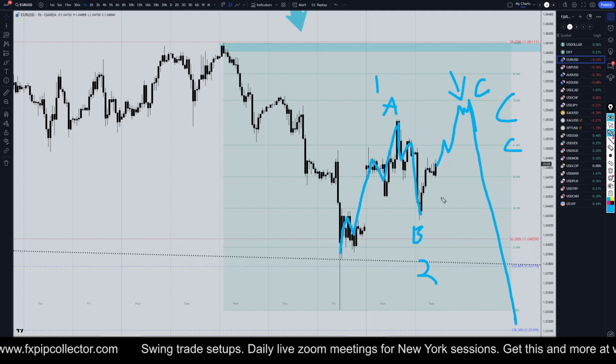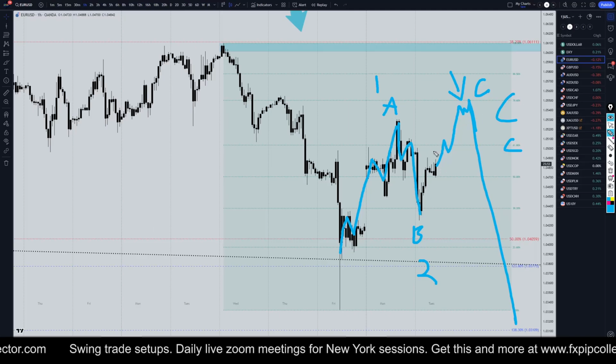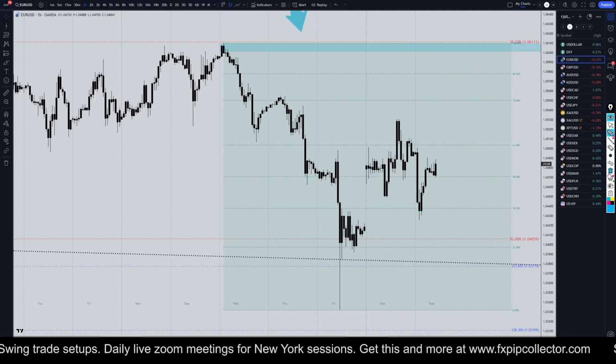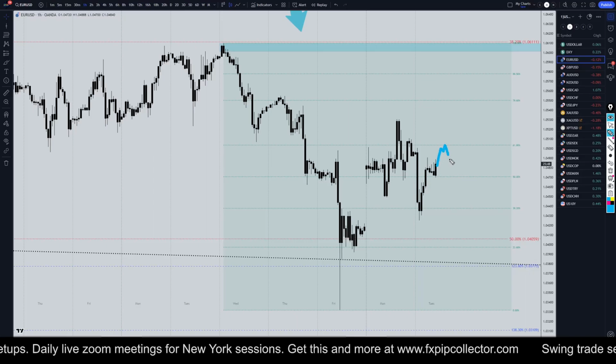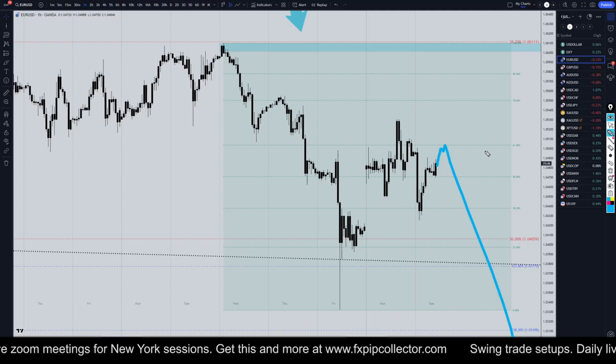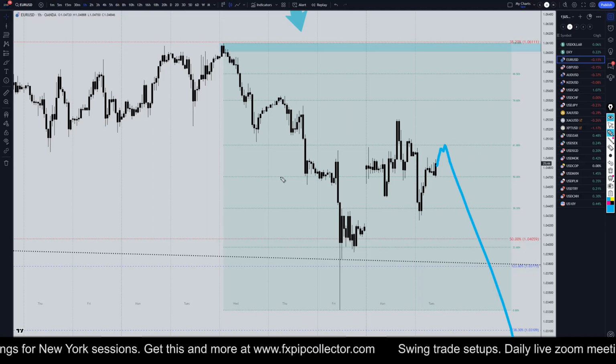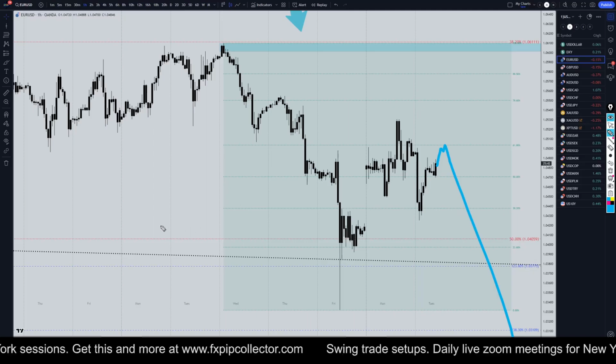So I would be very cautious about going long, because even though I drew it out as this, it doesn't necessarily have to do that. It could literally just go up to this lower fib level and just continue the downtrend, which is why I'm primarily still only looking for shorts in a downtrend.